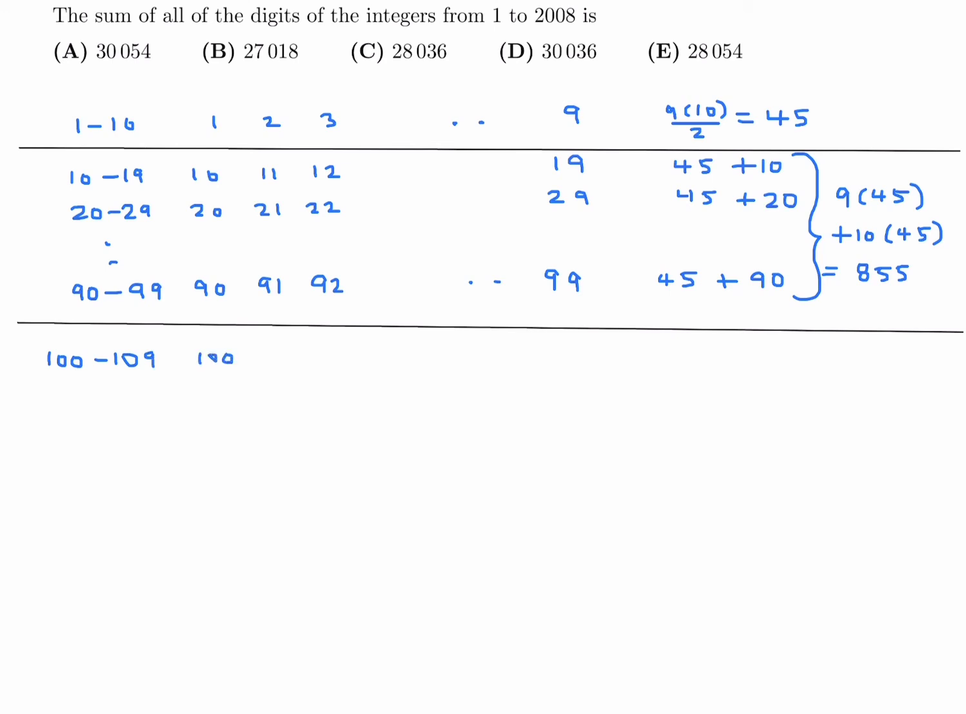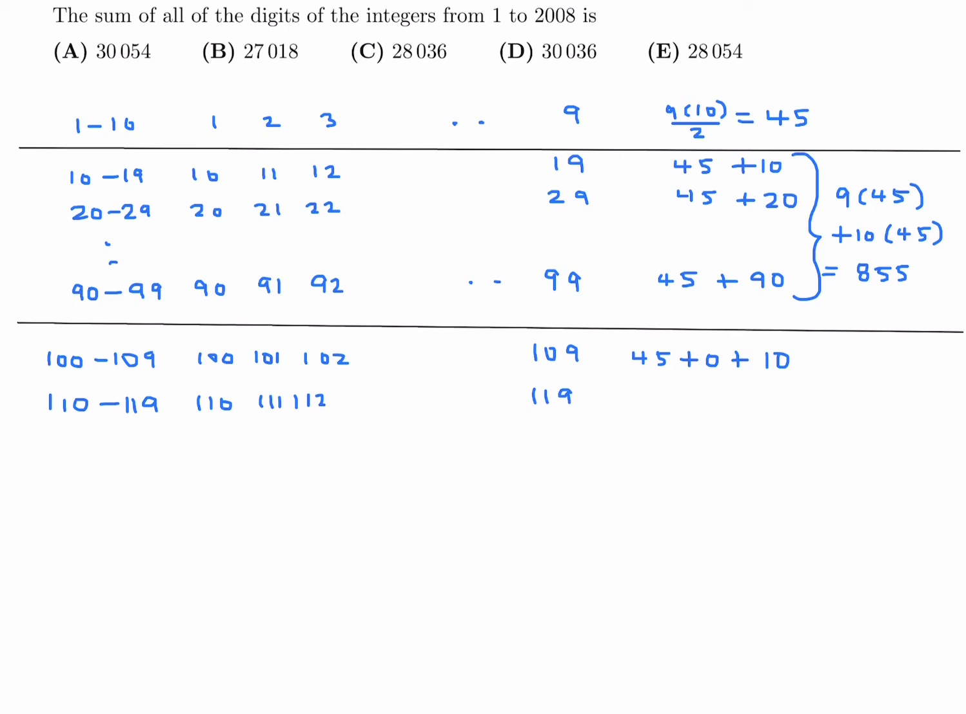So we have 100, 101, 102, all the way until 109. And if you're adding up the digits, the units digits will give you 45, the tens digits give you nothing, and the hundreds digits are all ones, and there's 10 of those, so you get 10. Okay? And then we have 110 to 119. 110, 111, 112, all the way until 119.